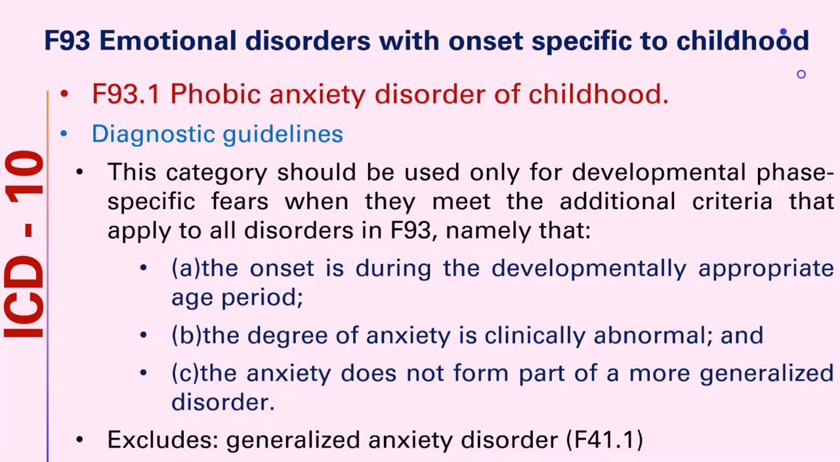To diagnose phobic anxiety disorder, the diagnostic guidelines are: criterion A, the onset is during the developmentally appropriate age period. For example, some sort of fear is expected at 2 to 3 years of age, and if it persists at the age of 6 and 7 years, then it should be considered in the diagnosis. The degree of anxiety is clinically abnormal. The anxiety does not form part of a more generalized disorder, which should be diagnosed as generalized anxiety disorder or GAD.